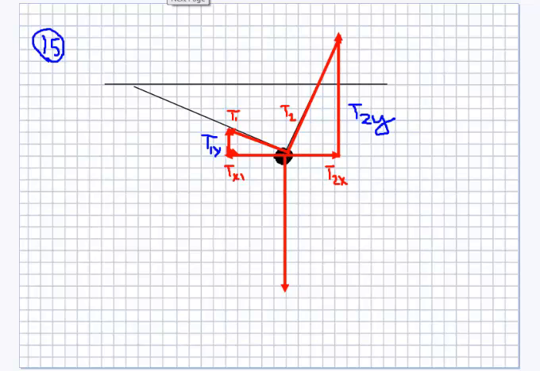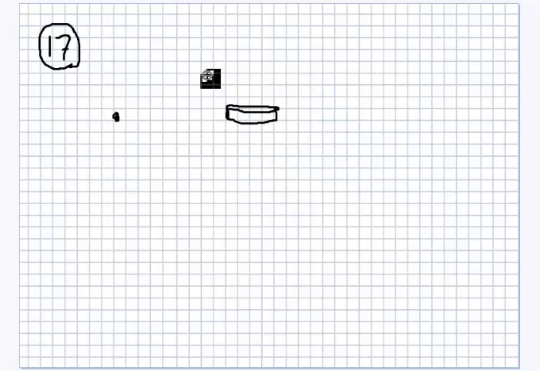Okay, let's see. I think there's one more to briefly discuss, and this is number 17, the one with the penny on the record player. Of course, there must be some sort of force guiding it in its circular path. That force would be a friction force. It's the only possibility. It must point to the center. Since it's going in a circle, there must be a centripetal force.